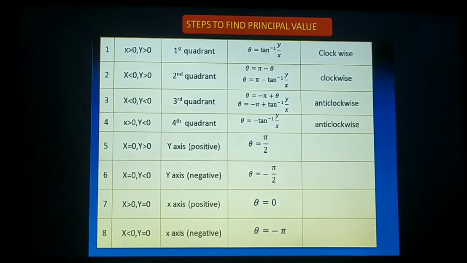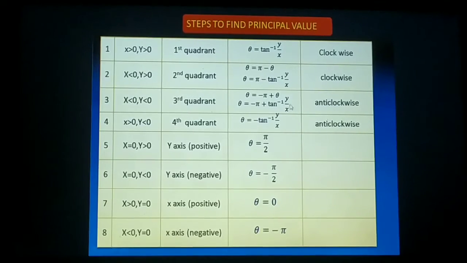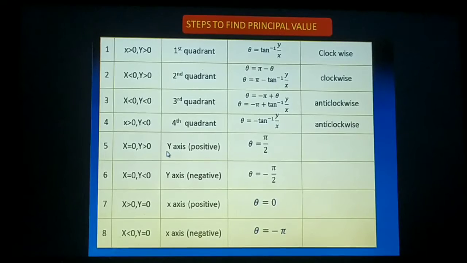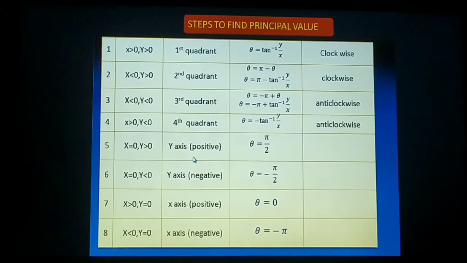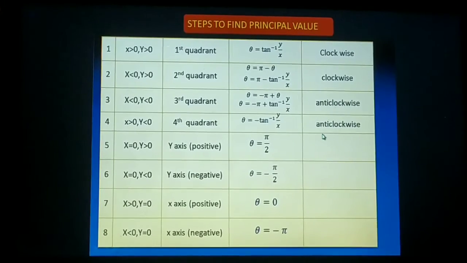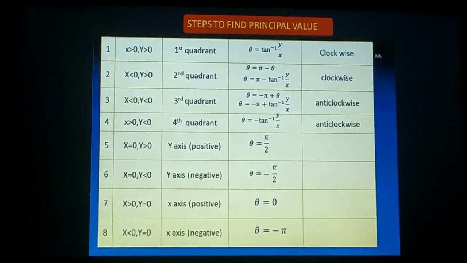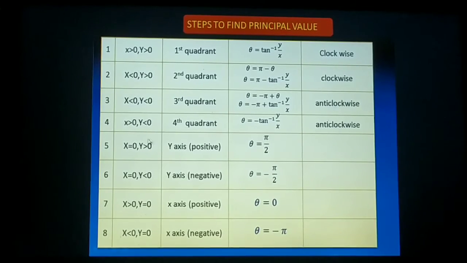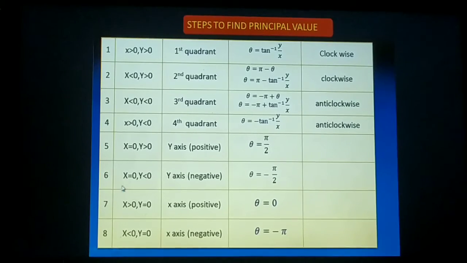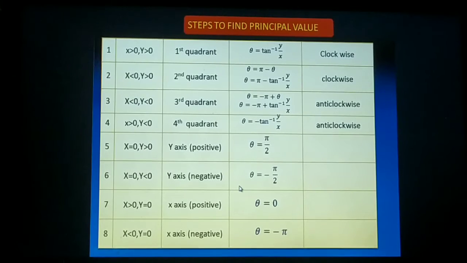But when x is equal to 0 and y is greater than 0, that number is on the y-axis. So we can directly take theta is equal to pi by 2. Suppose the complex number is z is equal to 3i. In that complex number x is 0 and y is greater than 0, so it is on the positive y-axis, and we can take theta is equal to pi by 2. Now x equal to 0 and y less than 0. Suppose z is equal to minus 3i, then it is on the negative y-axis. So we can directly take theta is equal to minus pi by 2.